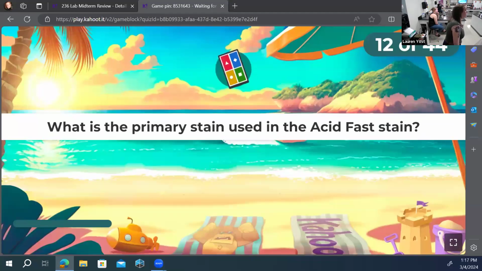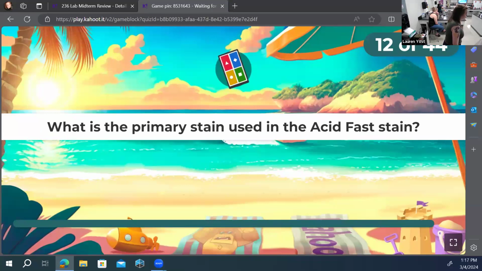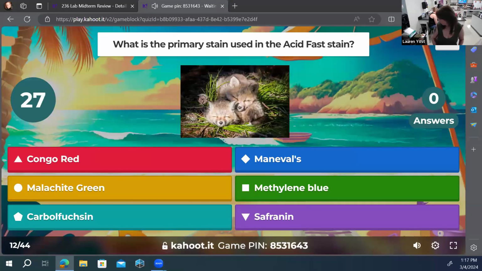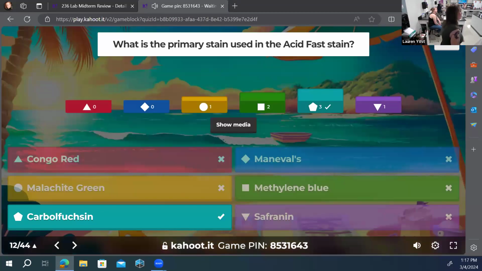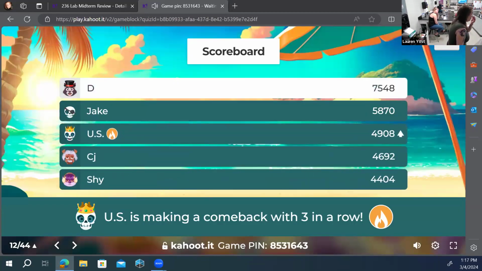What is the primary stain used in the acid-fast stain? Okay, yeah, so the primary stain for acid-fast is going to be carbolfuchsin. It was the majority pick, at least, so there's that. That is the one. That carbol group is what allows it to interact with the waxiness of the mycolic acid on those Mycobacterium surfaces.